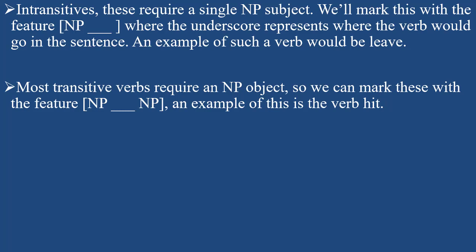Most transitive verbs require an NP object, so we can mark these with the feature NP slot. We have a slot and NP. An example of this is the verb hit. John hit Mary, for example. John hit a cat. So these transitive verbs require 2 arguments. They have a valency of 2. An NP subject and an NP object.